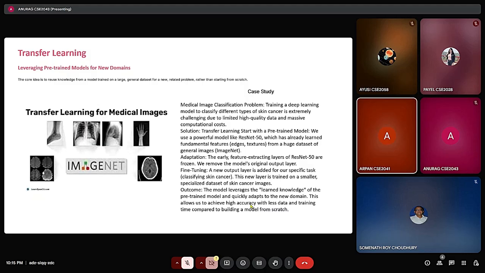Solution. Transfer learning starts with a pre-trained model. We use a powerful model like ResNet 50 which has already learned fundamental features from a huge dataset of general images. Adaptation: we replace the final layer for the new task and then train only that part.